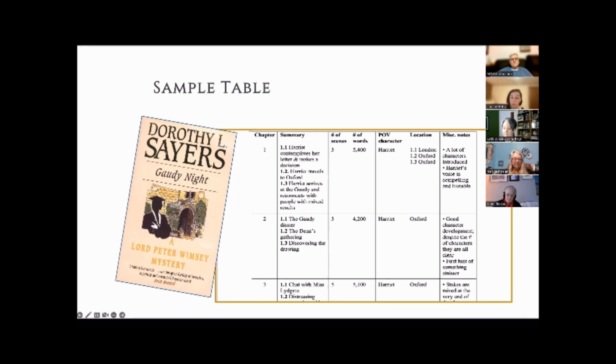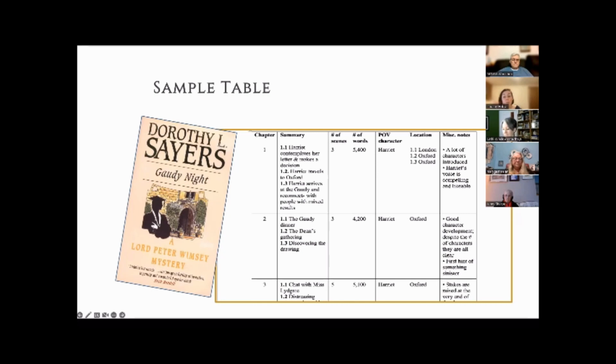Number of words, which I always round out. Point of view character, especially if you're in a book with multiple point of view characters, you probably want that. I've also got a quotation because it moves around, and then notes. But you can customize your table for whatever you're working on.